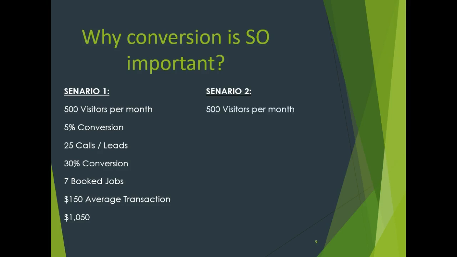So same 500 visitors per month. Right, so we're going to try and keep everything the same, but what we're going to improve on now is conversion. So instead of the 5% conversion, let's say we get you up to 15% conversion. All right. So now your phone calls went from 25 calls to 75 calls.